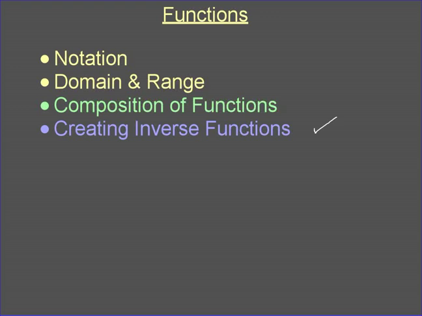Inverse functions, working backwards. We're going to start with a very simple one just to illustrate our methods and the point. Here we have double and add 3 as the instruction for the function. Our domain, let's use a very small domain of 1, 2, 3, and the range, the answers that come out of this, would be 5, 7, and 9.